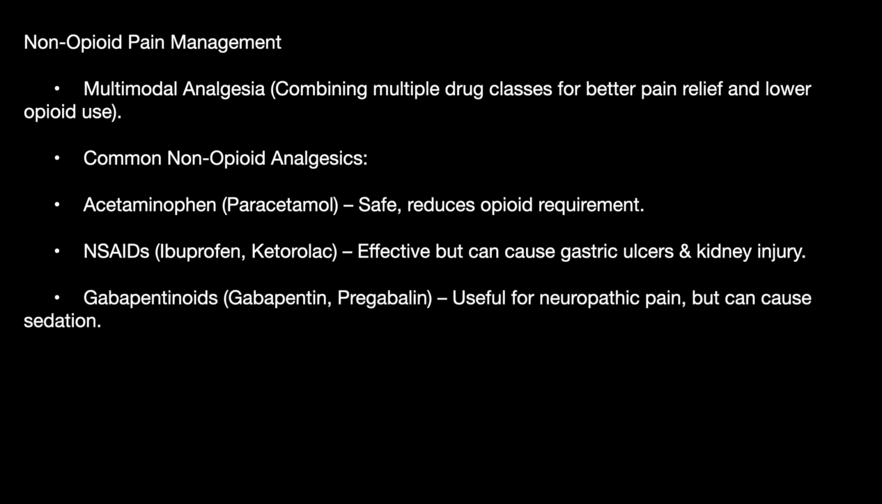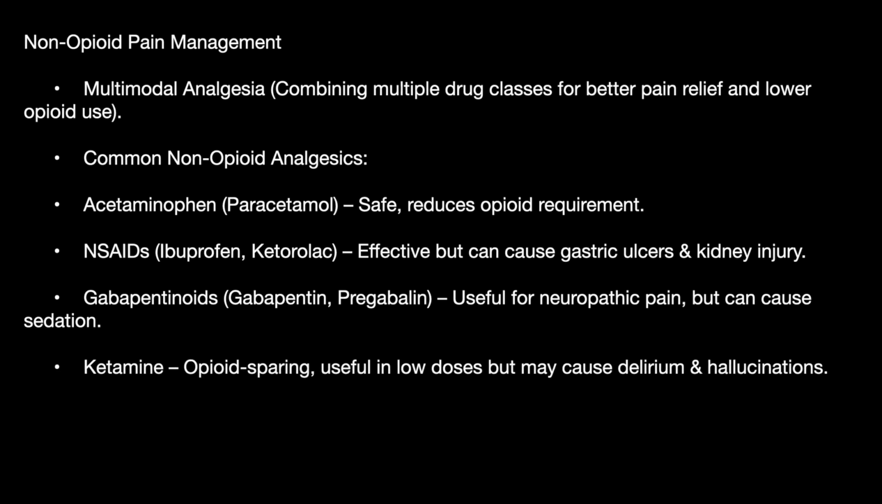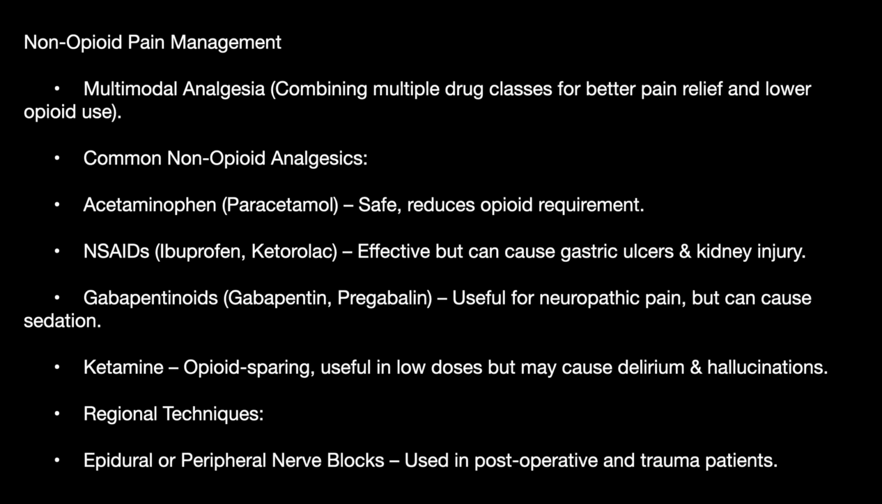Gabapentin is more for neuropathic pain, and it can cause some form of sedation as well. Ketamine, again, is opioid sparing, but it causes delirium and hallucination. So it is useful in low dosage, again a rescue drug not to be used commonly for pain. Regional techniques are going to be very superior because they are very effective and reduce the opioid requirement. So epidural and peripheral nerve blocks, especially in post-op and trauma cases, can be very vital in taking care of the pain, also eliminating the sedative and side effects associated with the opioids.